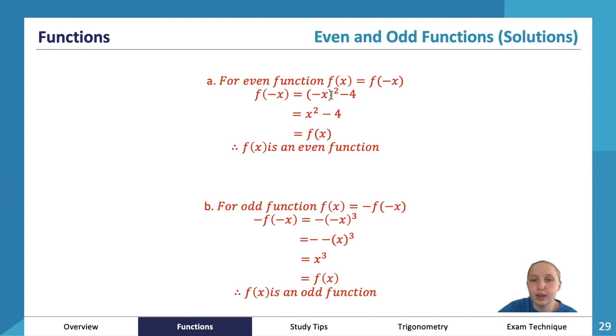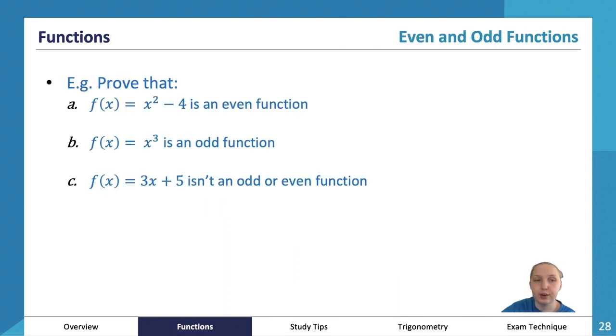Once we do this square, we know that if we square a negative, we just end up with the positive. So we're going to get x squared minus 4, which is equal to our original f(x). So therefore we can say f(x) is an even function, and it's as simple as that to prove that something is even. To prove that something is an odd function, we need f(x) equals negative f(-x).